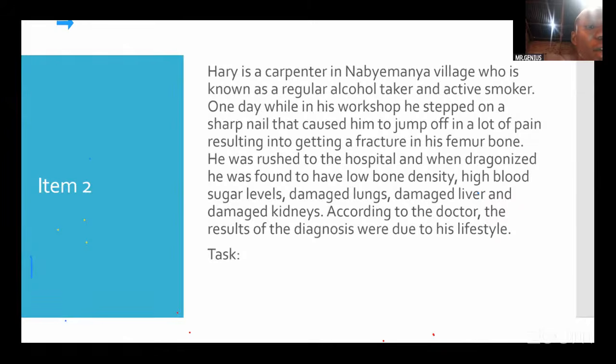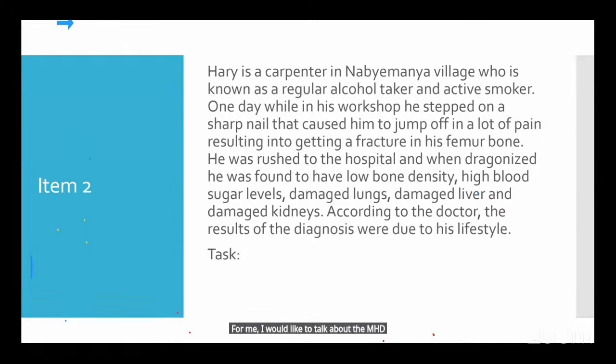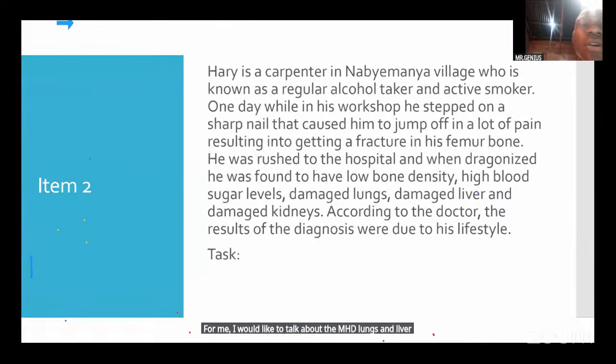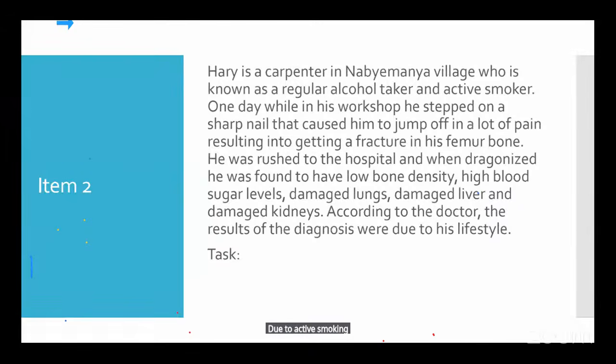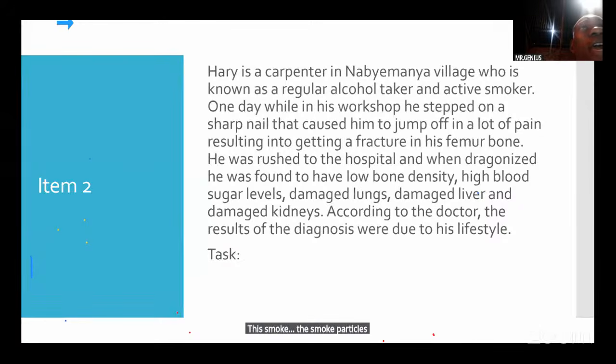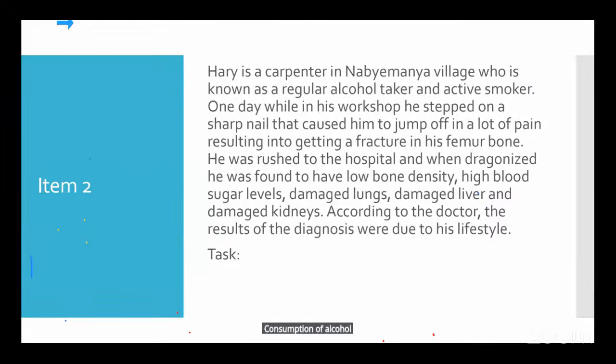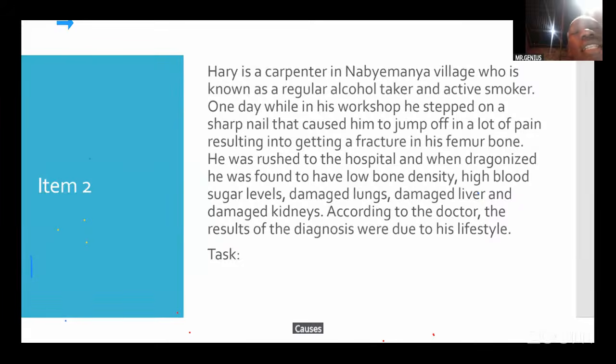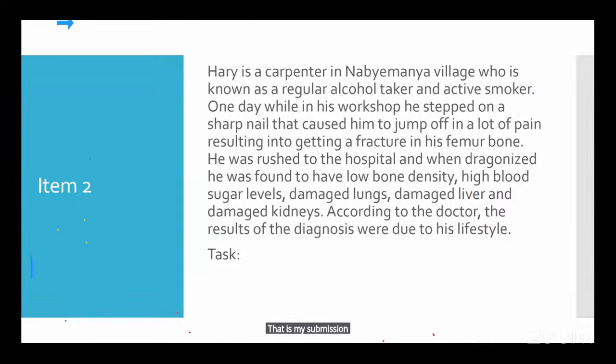For me, I would like to talk about damaged lungs and liver. Due to active smoking, the smoke particles blocked the air sacs in the lungs, leading to damage of the lungs. For the liver, consumption of alcohol causes liver damage, leading to diseases like liver cirrhosis and so on. That is my submission.